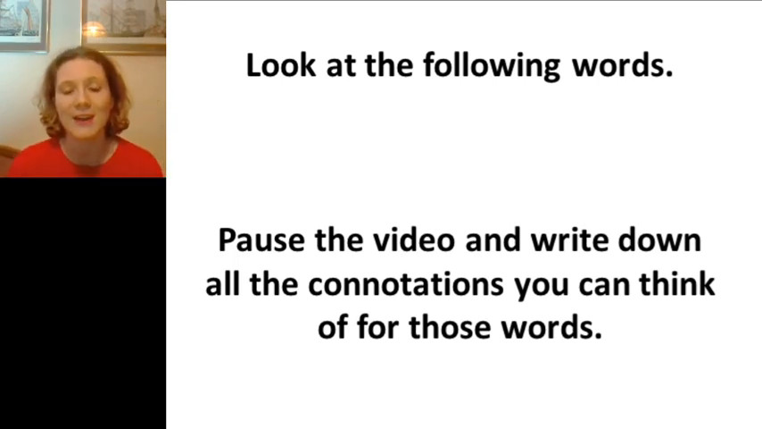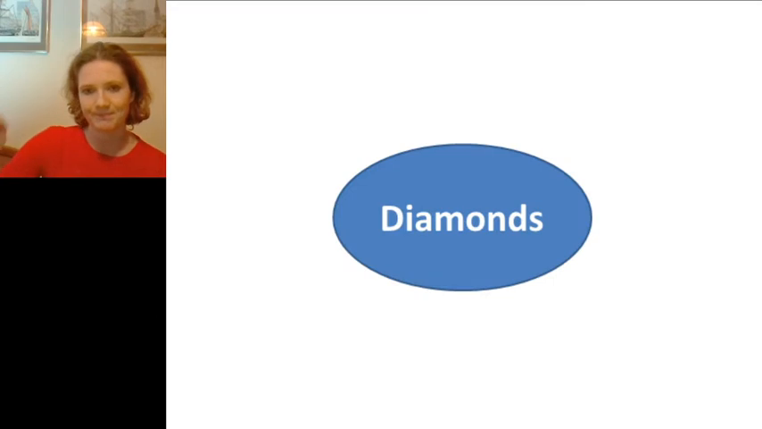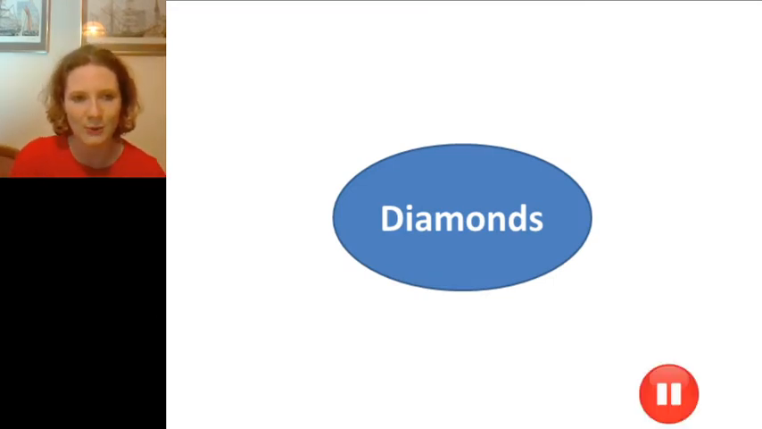Okay, I'm going to show you two words. I would like you, please, for each, to pause the video and write down all of the connotations, all of the things that you associate with these words. So your first word is diamonds. Pause the video and write down all the connotations you can for diamonds, please.